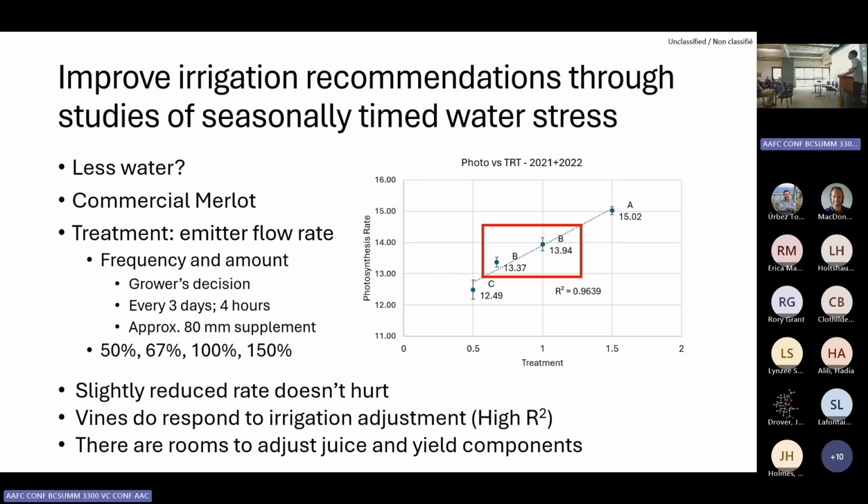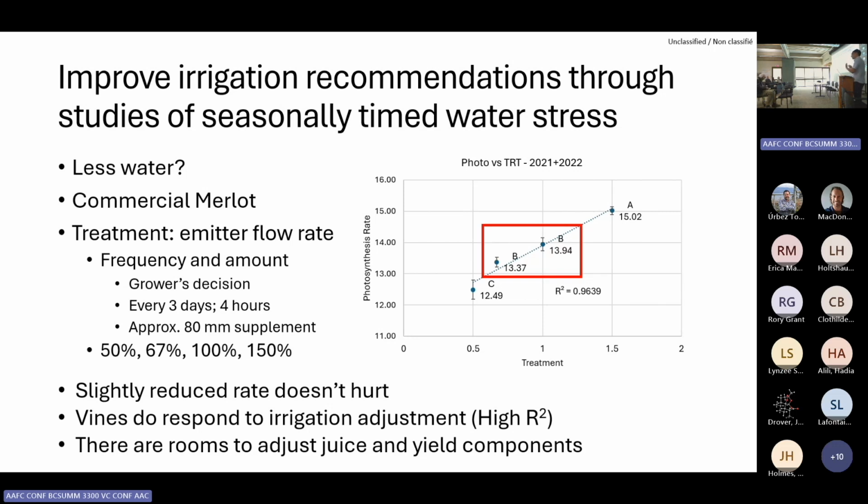On the y-axis is the photosynthesis rate, and over here is the conventional rate. Once you reduce the irrigation amount, you also reduce the photosynthesis rate. But in this red box, even though you reduce it to 67%, there's no significant difference when you compare these two treatments. If it goes down to 50%, that will show differences between 50% and 100%. So a slightly reduced rate probably doesn't hurt, but there is a regression relation here.